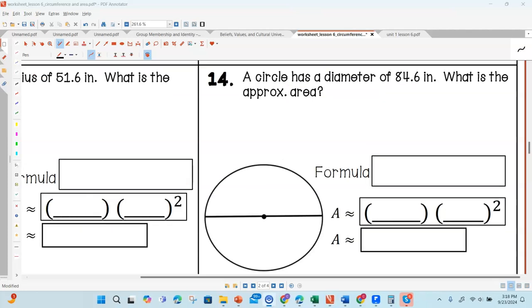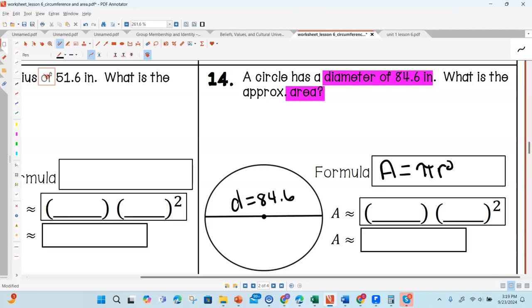In our next example, we have a circle that has a diameter of 84 and 6/10 inches. So we have our diameter of 84.6 inches. What is the approximate area? So we're going to be using the area formula. We were given the diameter, which equals 84 and 6/10. The formula that we're going to use is area equals pi r squared.